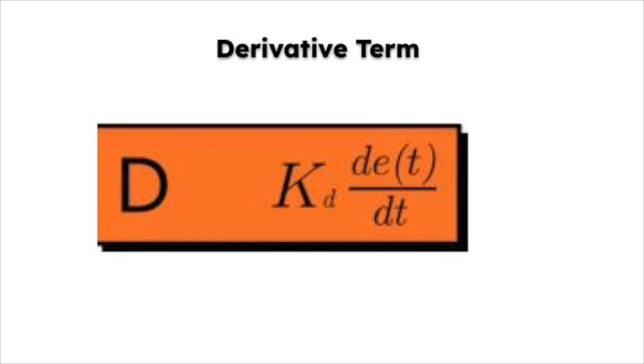The derivative term acts as a shock absorber. It slows things down before they go too far. For example, if a plane starts nosediving, the derivative term doesn't just say we're diving. It says we're diving faster every second and initiates a strong correction early.